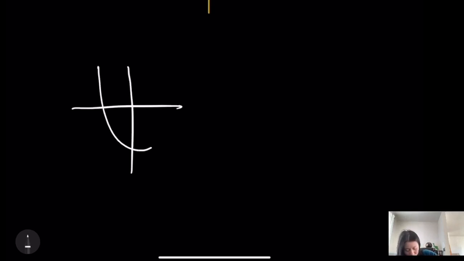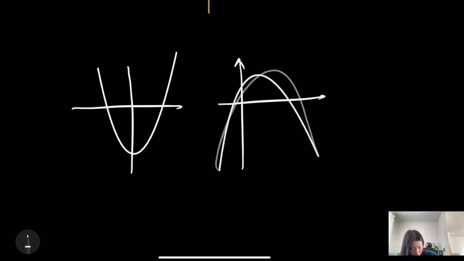Okay, in today's video, we're going to talk about quadratic functions graph. The graph of a quadratic function is going to look like a parabola. It's either open up like this one or open down like that. So that is determined by a.